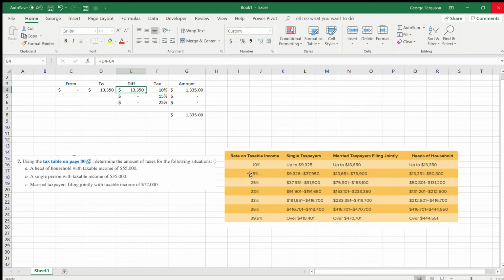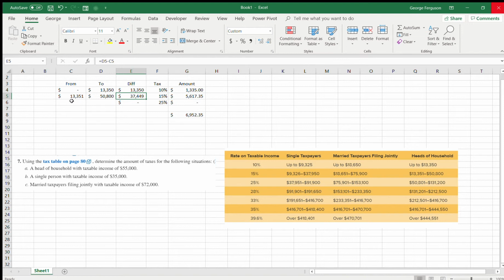Then you have to look at the next level. The next level is from 13,351 to 50,800. You can see there's a difference there of $37,000. That amount is taxed at 15%, so that's the amount of tax there.